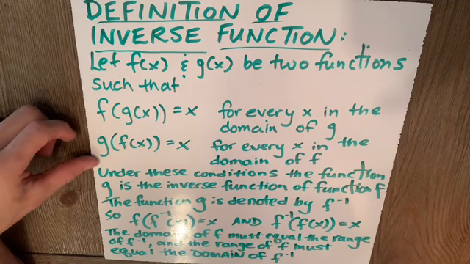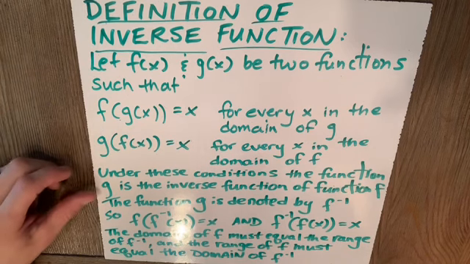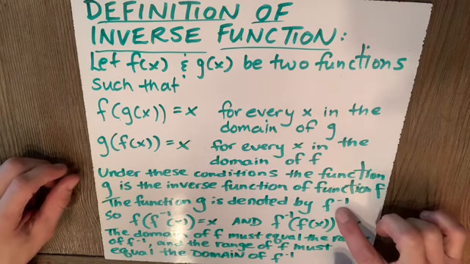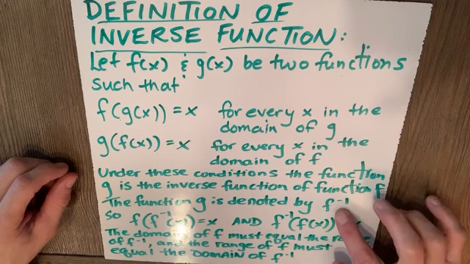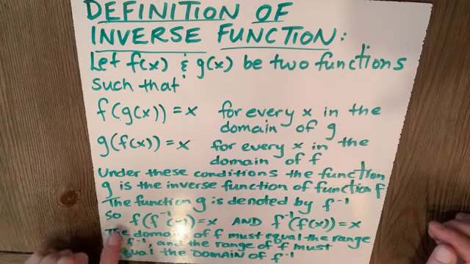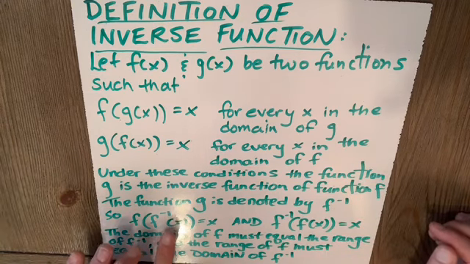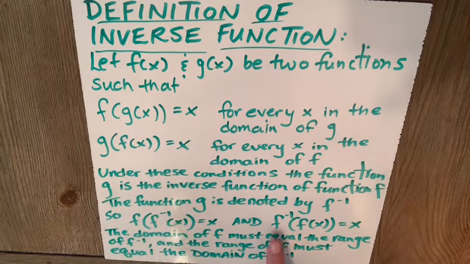Under these conditions, the function g is the inverse function of function f. The function g is denoted by f with this little -1, which means f inverse. It's read f inverse, such that f of g of x becomes f of f inverse of x equals x, and f inverse of f of x equals x. Like we said earlier, the domain of f must equal the range of f inverse, and the range of f must equal the domain of f inverse.